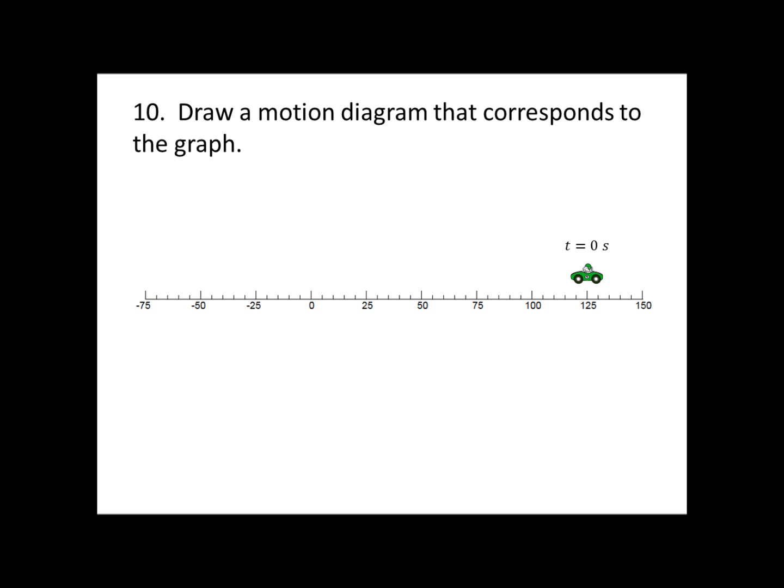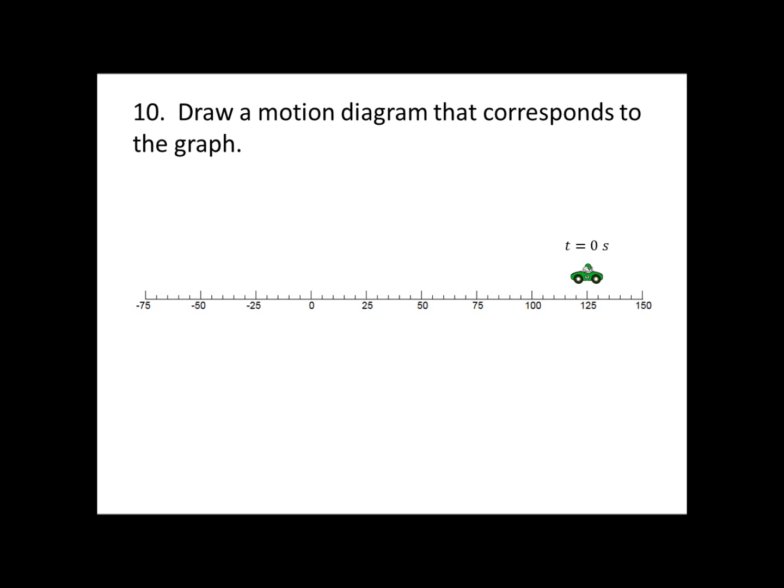I need to go ahead and label where the object is starting. I like to usually do this by putting a t equals 0 seconds. Now since they asked for a motion diagram, I actually need to draw a car. Okay, I didn't draw this car. I went and found it. It's clip art. But hey, sue me.